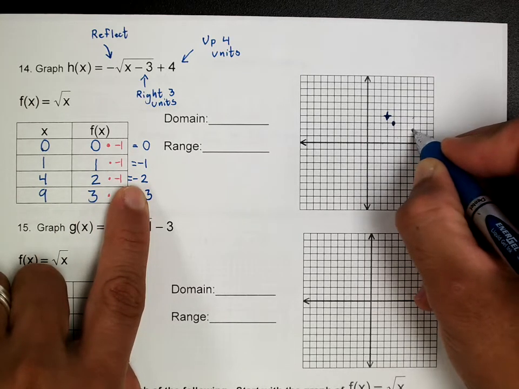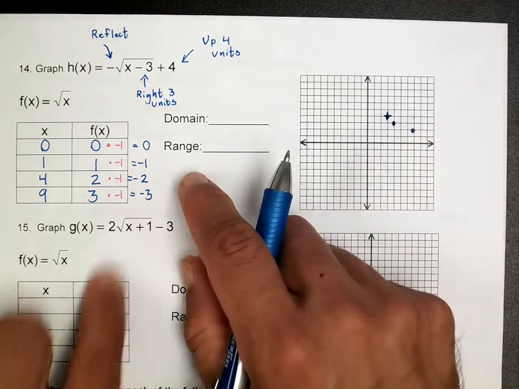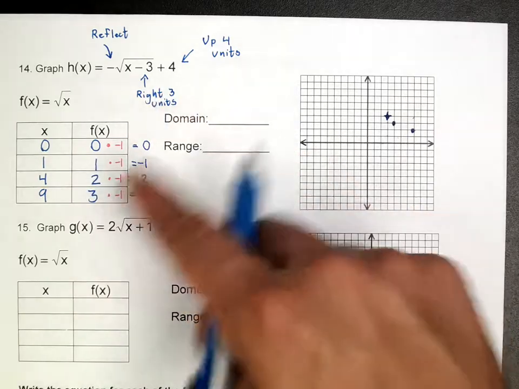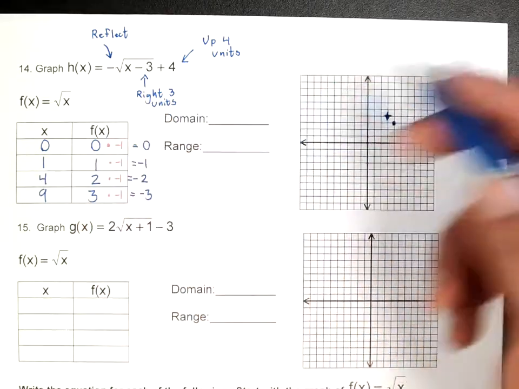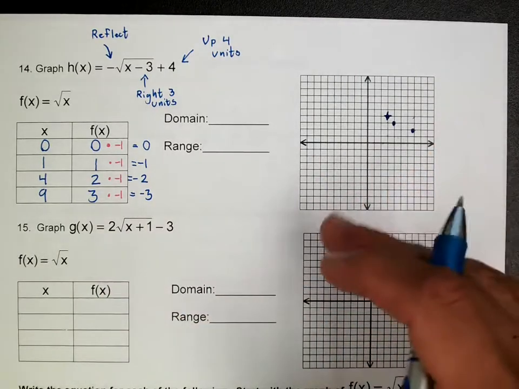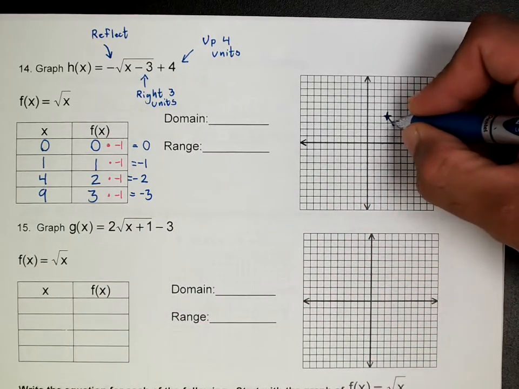So again, what I'm saying one more time is you're going to pretend as if this is your origin, and you're going to follow the same table as the parent function, all right? And then finally, the 9, negative 3, I can't really put that on the graph because I'll be off the graph. And then you just connect the dots.